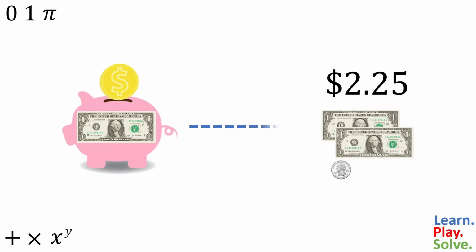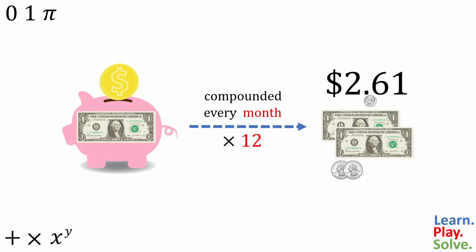What if we split the interest up further and compound it monthly, 12 times a year? Then your balance will be $2.61. What about daily, 365 times a year? That'll give you $2.71. You can see the more your balance is compounded during the year, the more money you'll have at the end of the year.